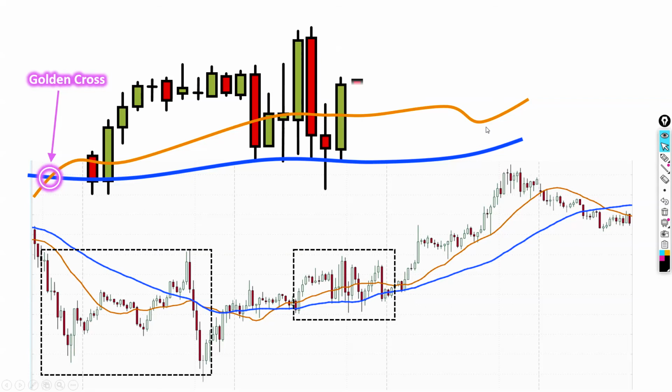Again, this is a very clear sign to go long for most traders. And after that, they've been taken out again, right at this candle.